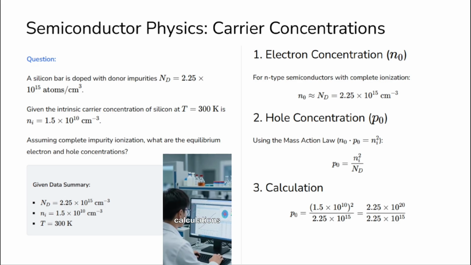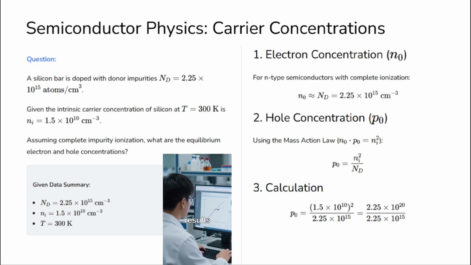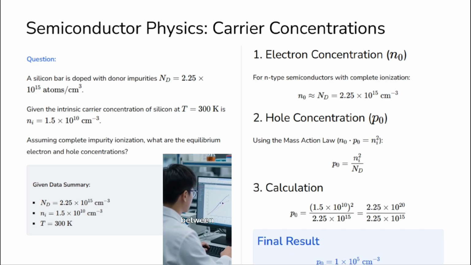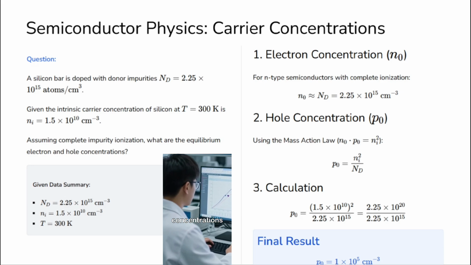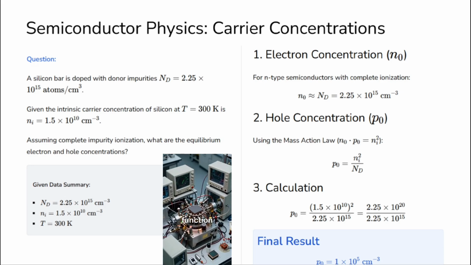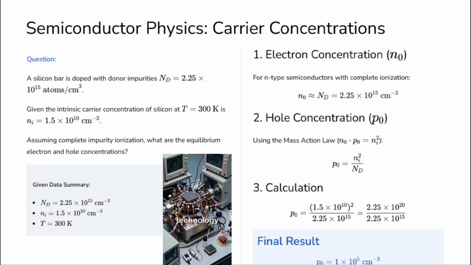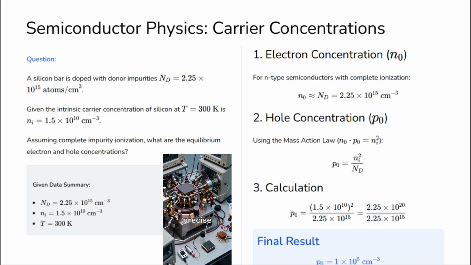With these calculations completed, the scientist reflects on the implications of the results. Understanding the balance between electron and hole concentrations is crucial in semiconductor physics, impacting how devices function. Each number tells a story of potential, paving the way for advancements in technology that rely on precise doping levels.